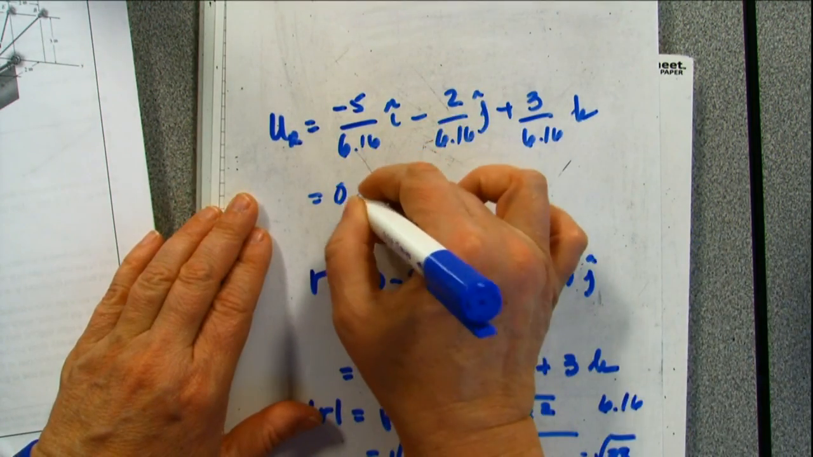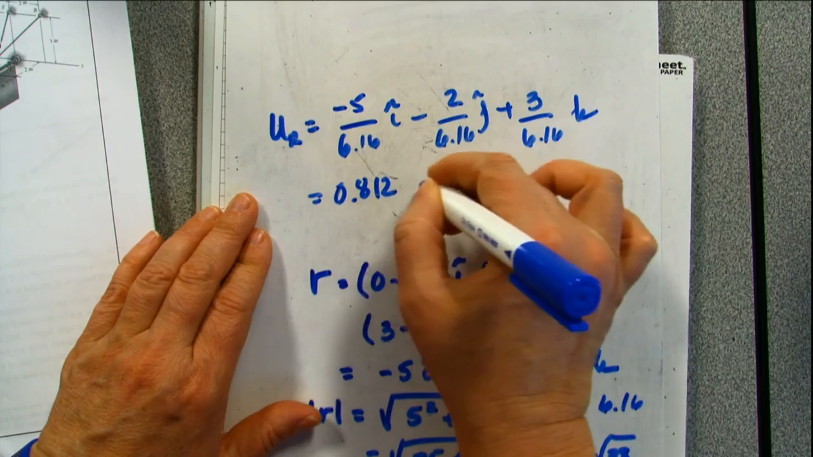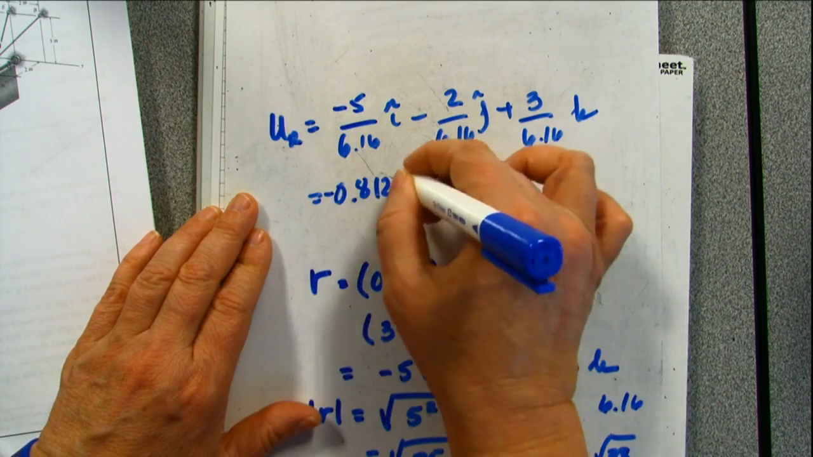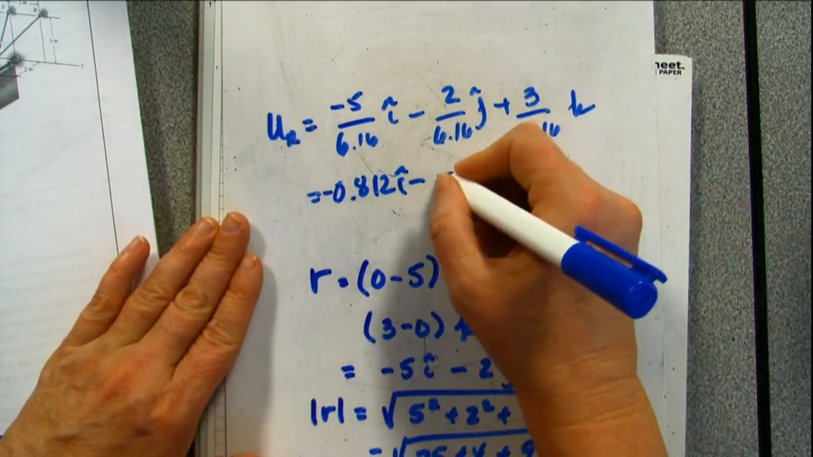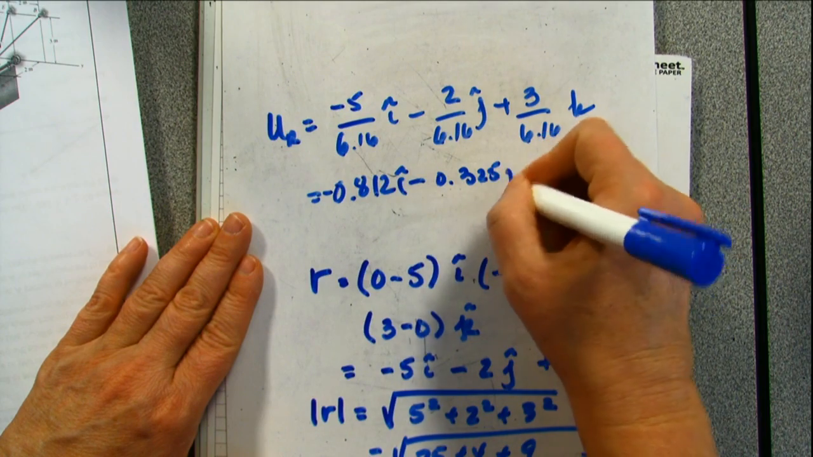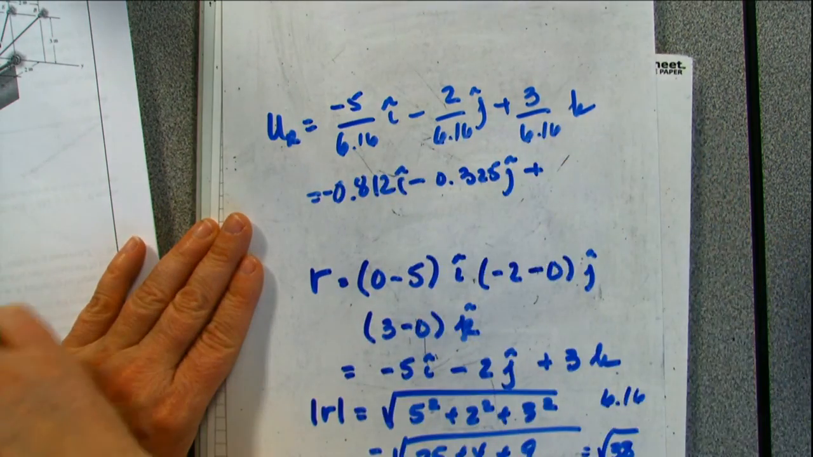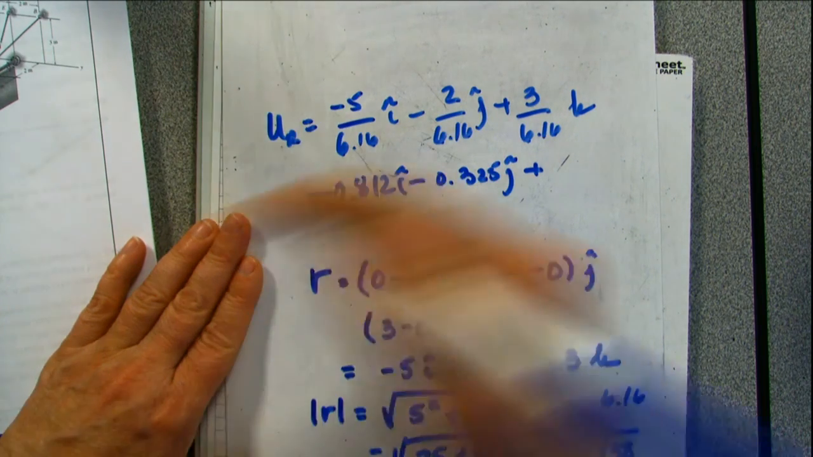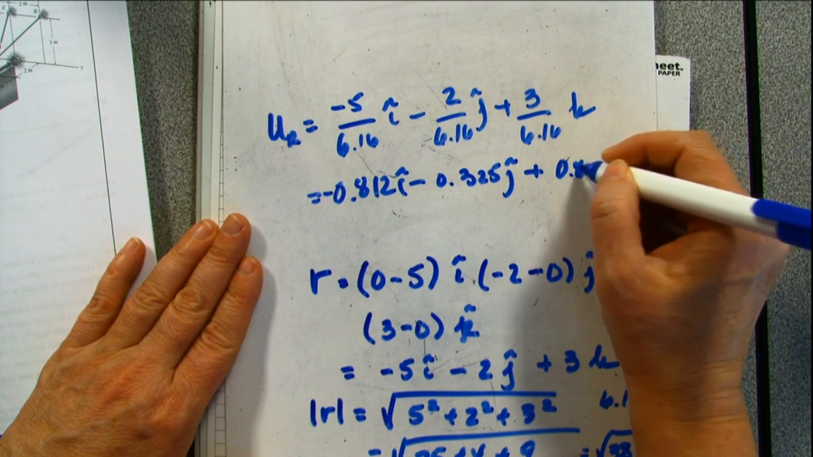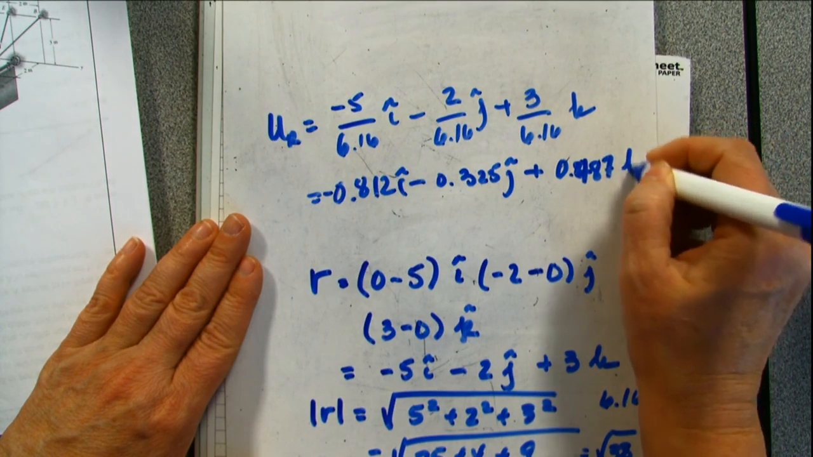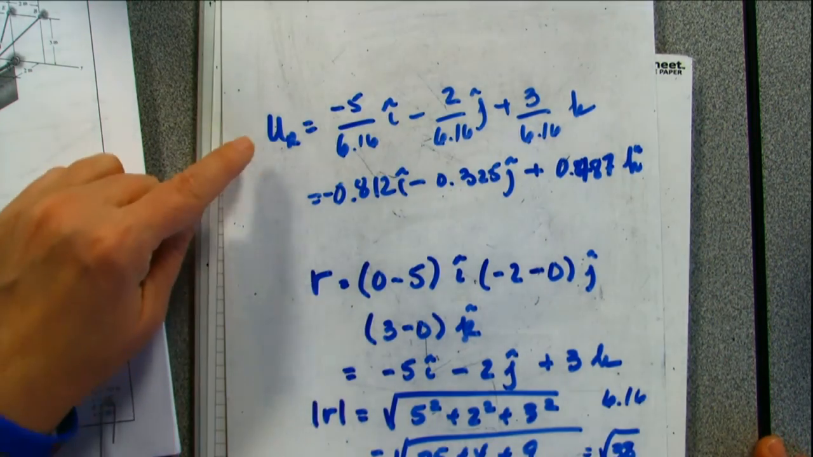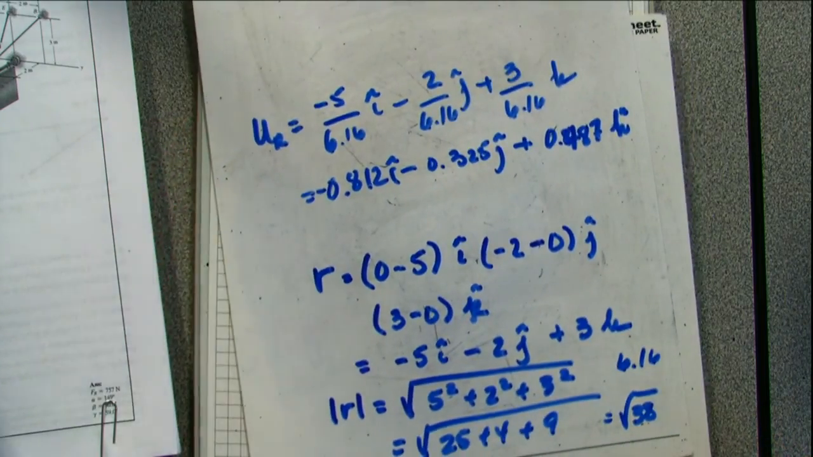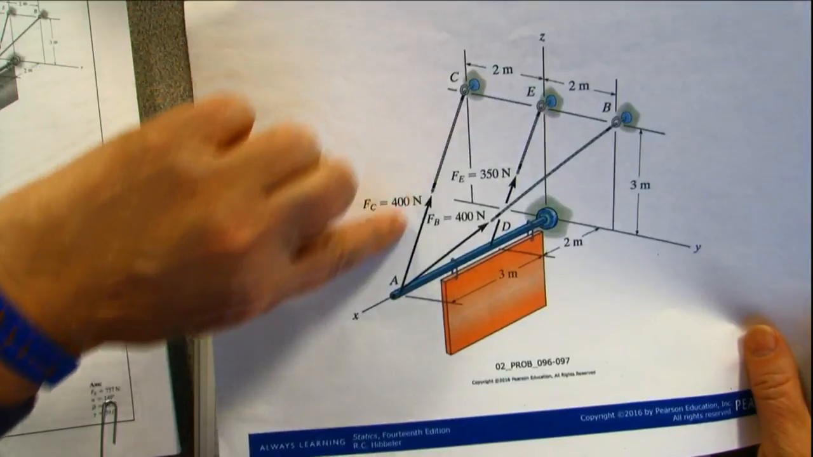This is 0.812. That's in the I direction, 0.325 in the J direction. I get 0.487 in the K direction. So now I've got my unit vector. So that's the unit vector that lies along here.